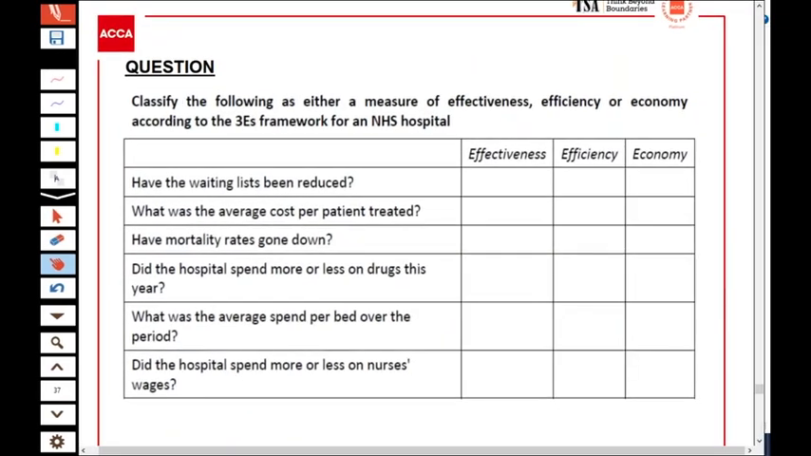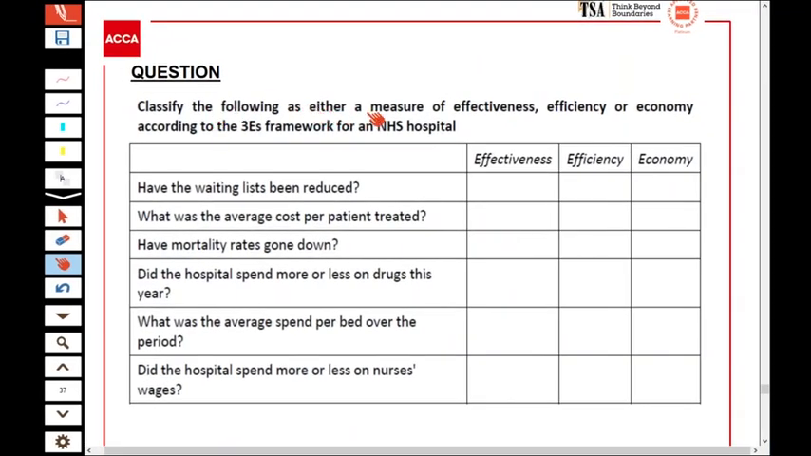Now, very good question. Classify the following. You have to just check where these statements are falling. Number one, has the waiting list been reduced? Waiting list for the hospital. Imagine if the waiting list would be reduced, that means we are heading towards our objective to deal with the patients. That is the effectiveness.